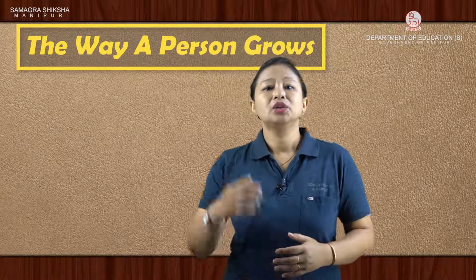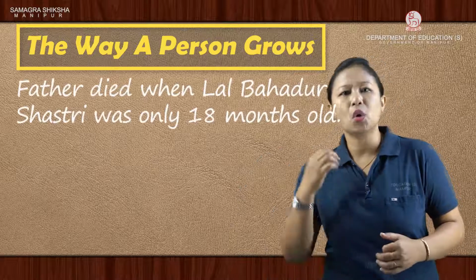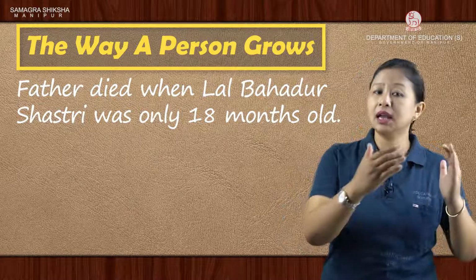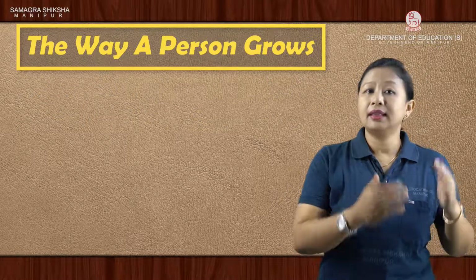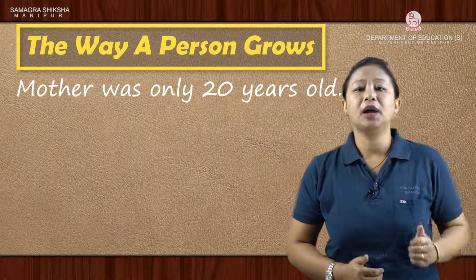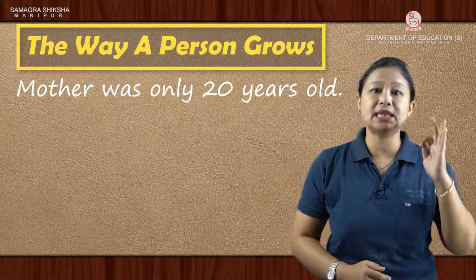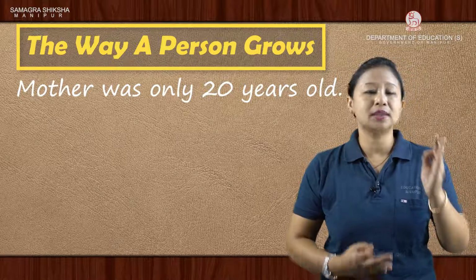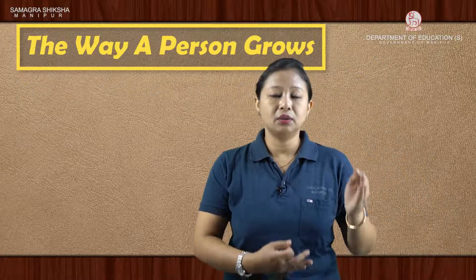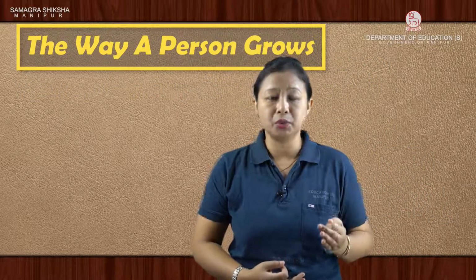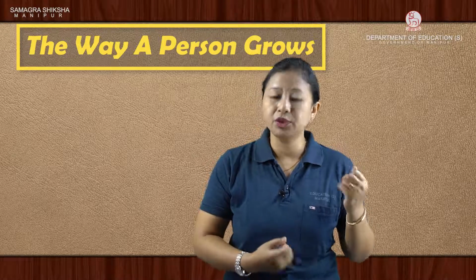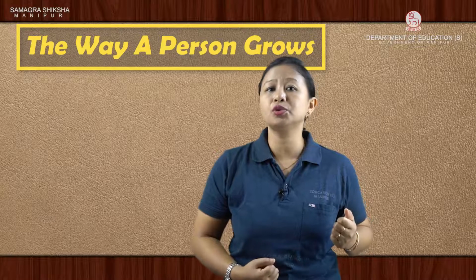So Lal Bahadur Shastri was only 18 months old when his father, Sarada Prasad, died. And at that time, Ram Dulari Devi, his mother, was only 20 years old. Now, what was this 20-year-old girl with little Lal Bahadur Shastri supposed to do? She was a widow at the age of 20, and what was she supposed to do?